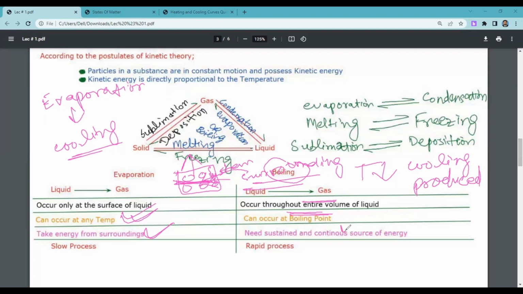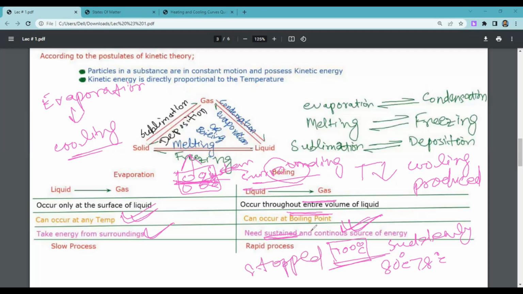While boiling needs a sustained and continuous source of energy. If you are boiling water at 100 degrees centigrade and suddenly decrease the temperature to 78 or 80 degrees centigrade, the boiling will stop, because it needs a sustained and continuous source of energy. Evaporation is a very slow process. It can be increased with temperature, while boiling is a rapid process.